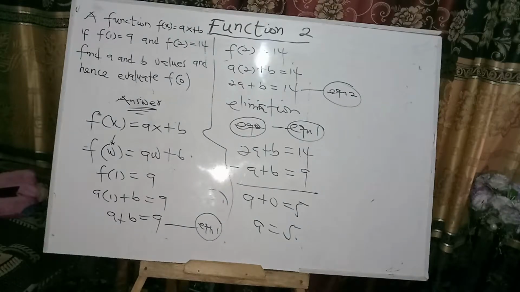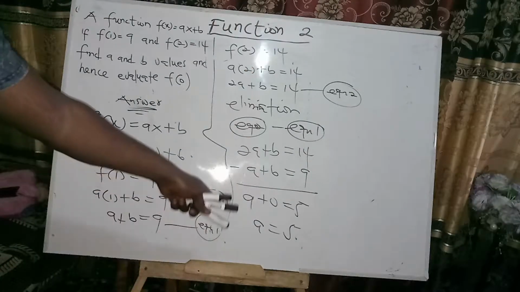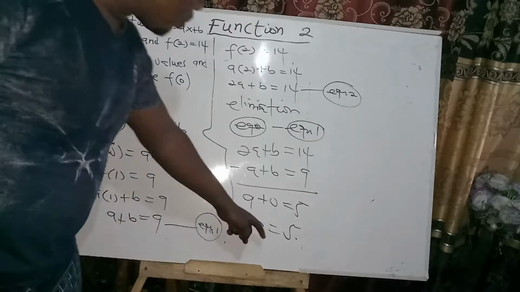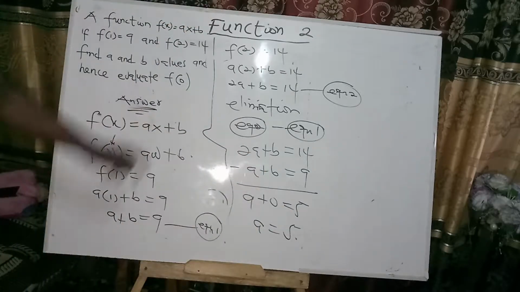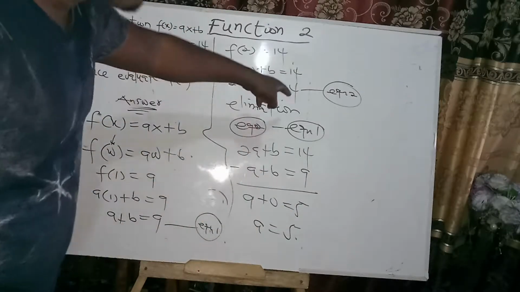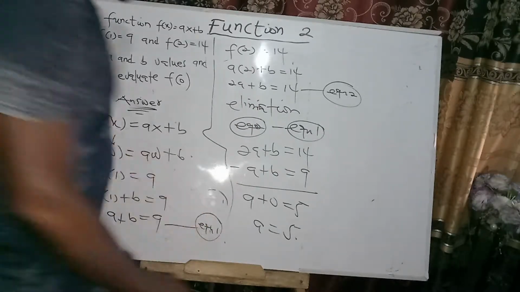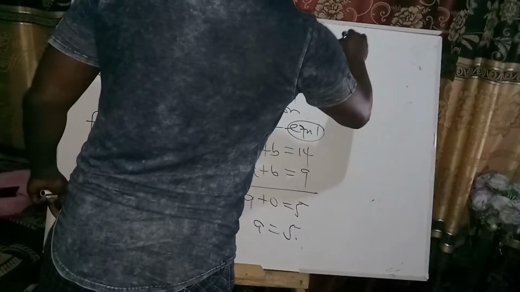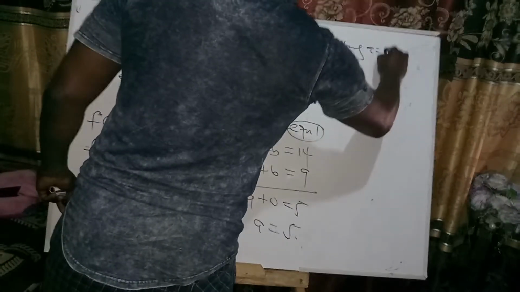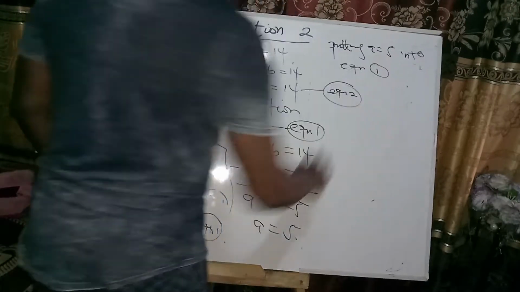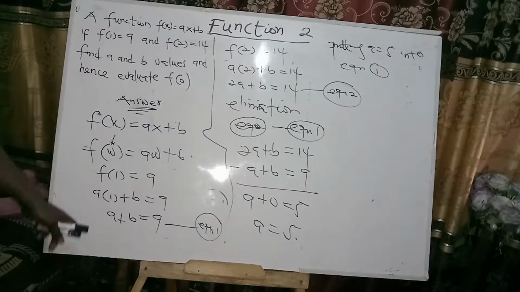I can't stop there. I need to find the value of b. So what I need to do at this point is apply the results I've gotten in order to get the next result. I need to put a equals 5 into either equation 1 or equation 2 so that I get the value of b. So look at what I'm doing. Putting a equals 5 into equation 1. I'm putting it into equation 1 because equation 1 is so simple.